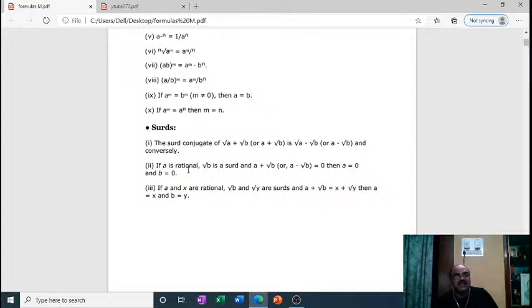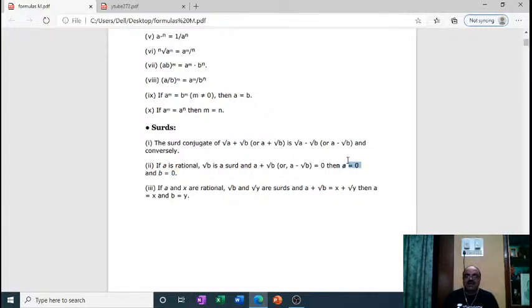If a is a rational number, root b is a surd, and a plus root b or a minus root b is equal to 0, then a equals 0, b equals 0.